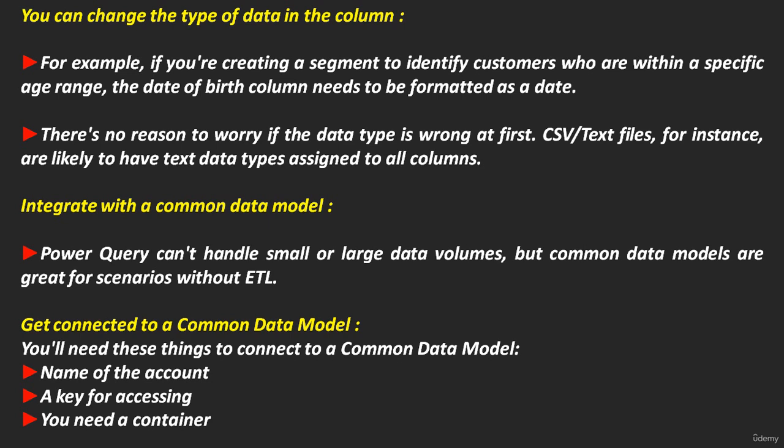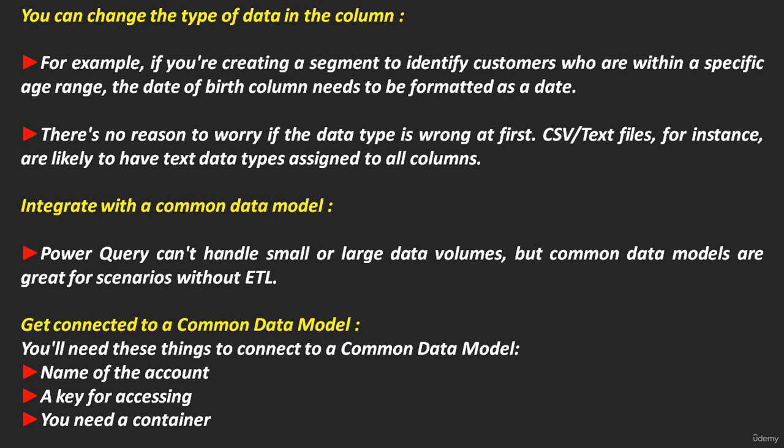There is no reason to worry if the data type is wrong at first. CSV or text files, for instance, are likely to have text data types assigned to all columns. So don't forget to make sure each column has the right data type. It's possible to modify the data type in the data model here. The first thing you have to do is select the column with the problem. You can get the right data type from the Transform tab by selecting the data type drop-down on the home ribbon here.